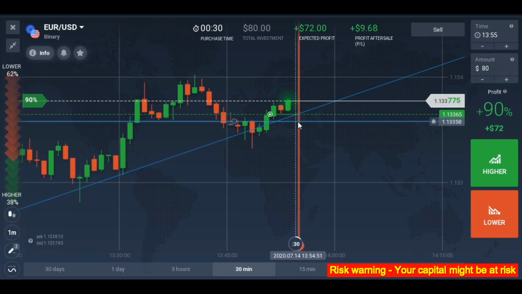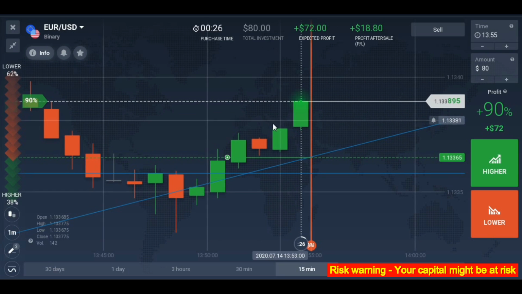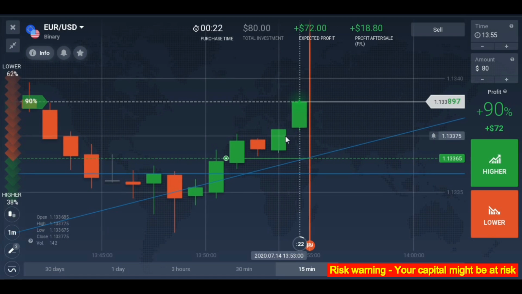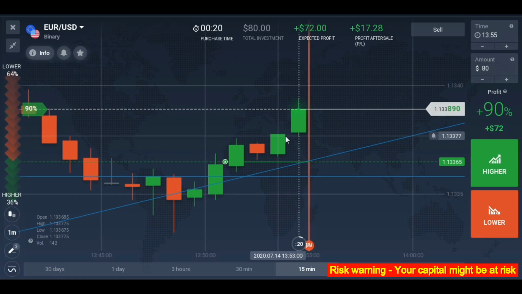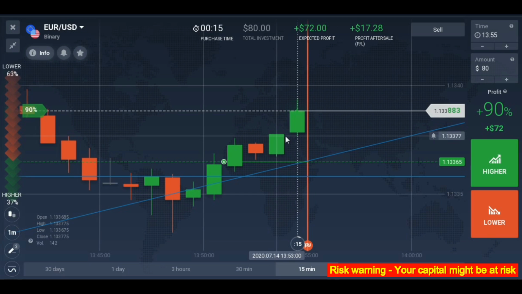As you can see, it's going good. You can see the market is creating good bullish candles, a sign that the market will go up, and that's why it is working. The result is going to come out in the next 45 seconds.